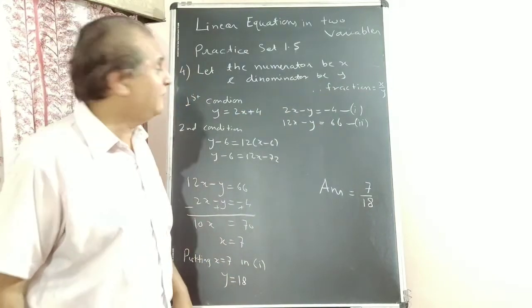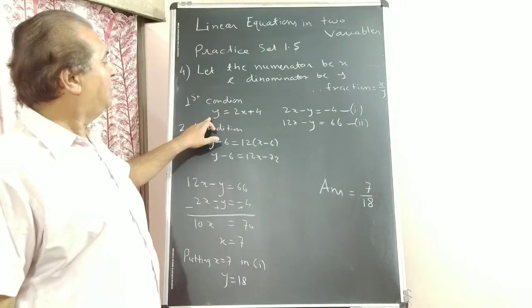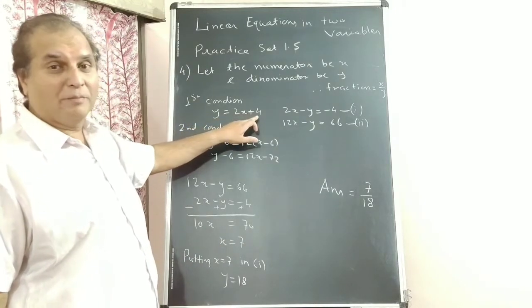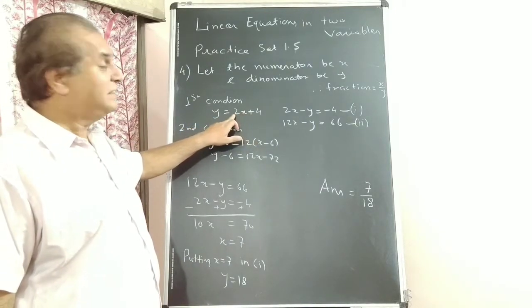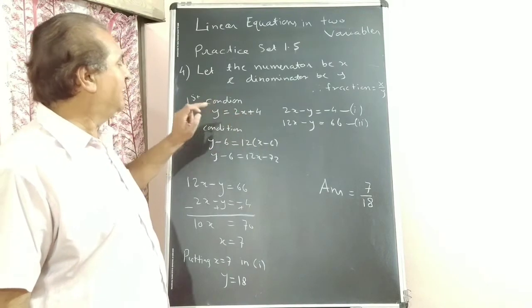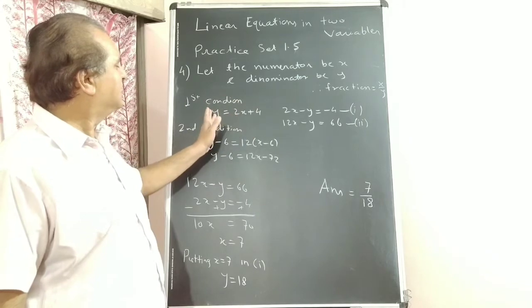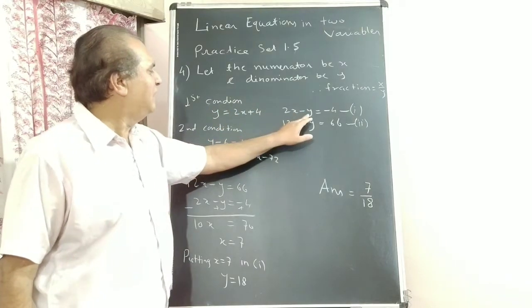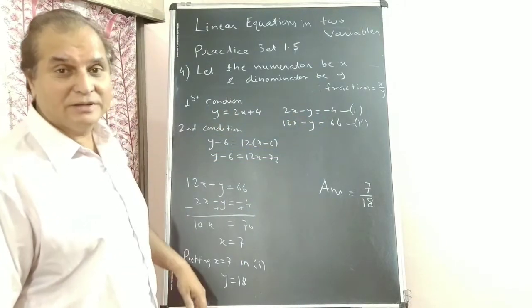Okay. We'll go for first condition. Denominator is 4 more, plus 4, than twice the numerator. Twice the numerator, 2x plus 4 is y. Shifting y this side, 4 this side: 2x minus y equal to minus 4. Sign changes.